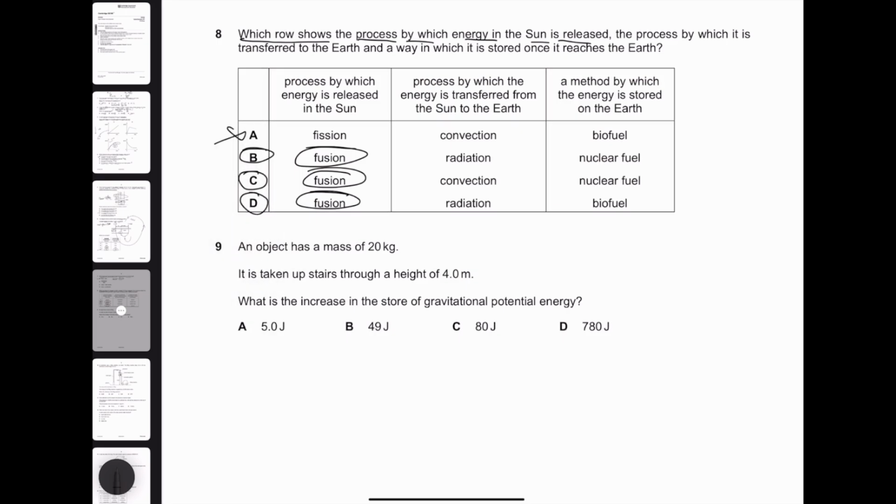A is eliminated. Now, the process by which energy is transferred from the sun to the earth, we know that there's a vacuum in between. So radiation is the only possible way. This eliminates option C as well. Now we have to pick between option B and option D, a method by which the energy is stored in earth. The energy is stored in earth in the form of biofuels. So your correct answer becomes option D.